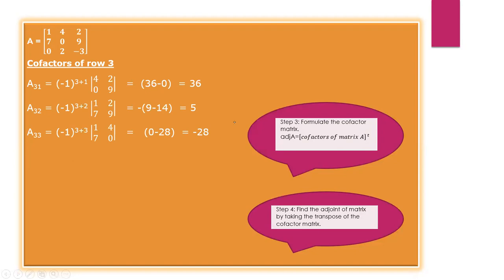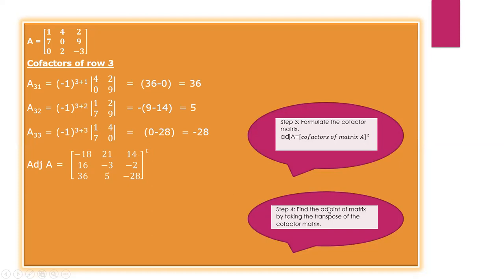Now we have to move on to step number 3. Step number 3 is we have to formulate the cofactor matrix. Okay, so the cofactor matrix, how will we find it? The adjoint of A equals the cofactor matrix, and then we have to put its transpose sign here. So we will write all cofactors: first row cofactors, then second row cofactors, and third row cofactors are shown here. 36, 5 and minus 28 we have written here. Okay. And now the next step will be to find its transpose.